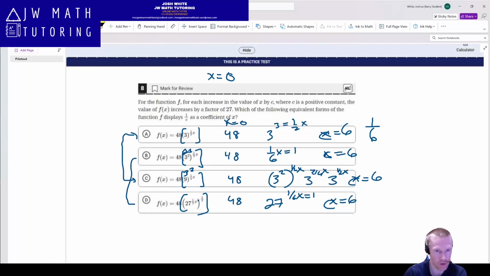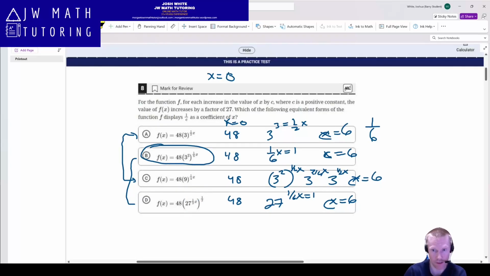So the correct answer is, of course, going to be letter B, because in A, the coefficient is 1/2, in C it is 1/4, in D it is 1/3. Those are all wrong, but in B it is 1/6. So letter B is the correct answer to this one.